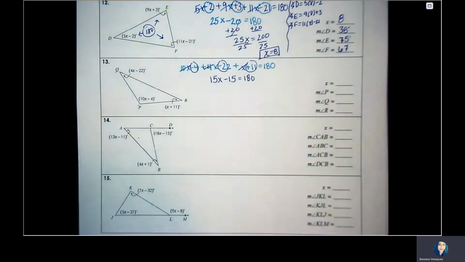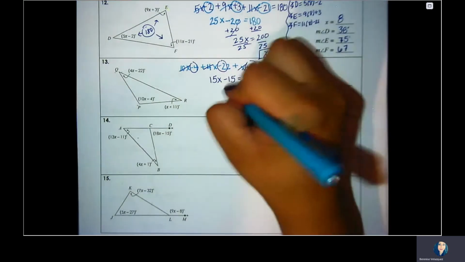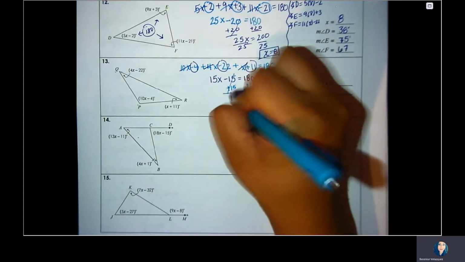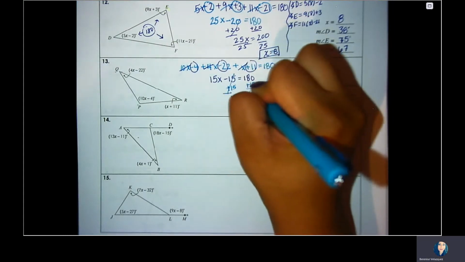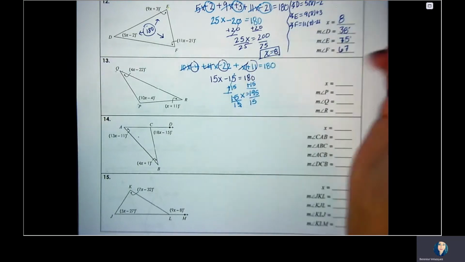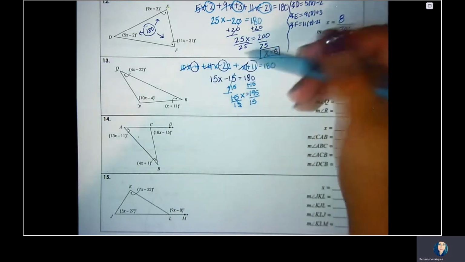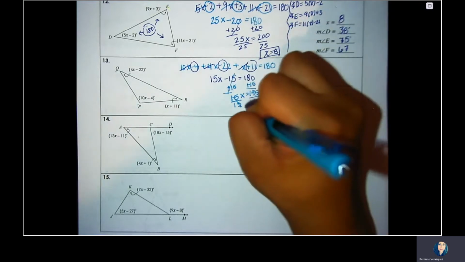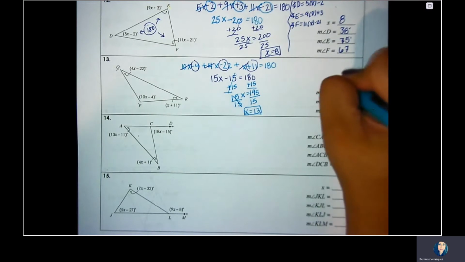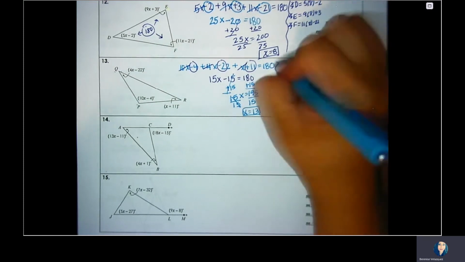Okay, now from here it's a two-step problem. You're going to add 15 to both sides. 15x is equal to 195, divide by 15, and this is why I said you probably needed a calculator. Besides the fact that, you know, when you're combining the negatives, this is a large number to divide, but x equals 13. Okay, now that I have x, do not forget that you have to plug this back in.